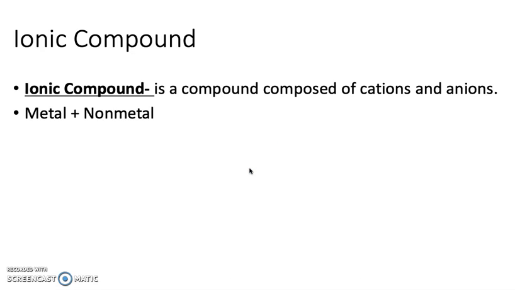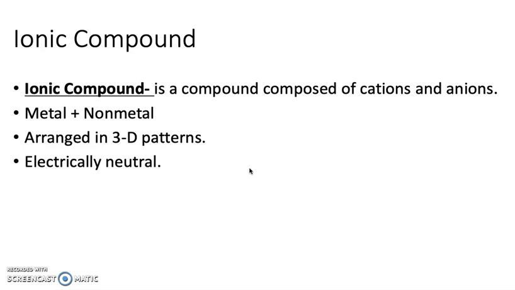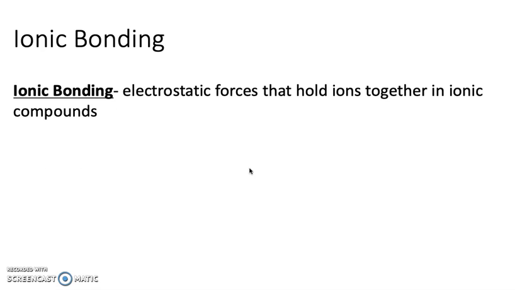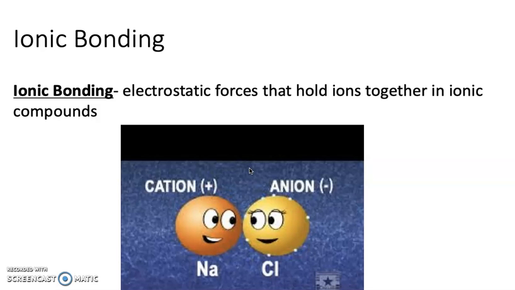So an ionic compound is a metal plus a nonmetal. As you just saw, it's arranged in a 3D pattern, and it is electrically neutral. Ionic bonding is the electrostatic forces that hold ions together in ionic compounds. So, you have your bond between Na and Cl.